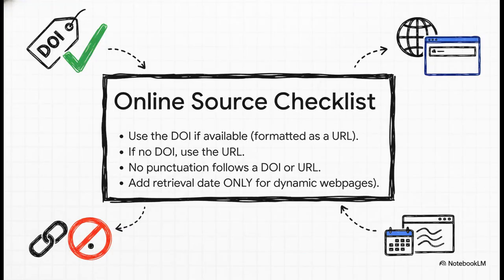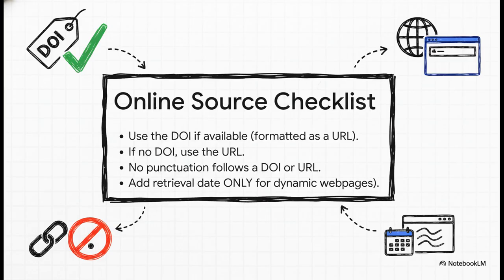So here's a quick and easy checklist for you. First, always look for that DOI. If you find one, format it as a full HTTPS link. No DOI? Okay, then you can use the regular URL. And here's a pro tip. Never, ever put a period or any other punctuation at the end of the DOI or URL.